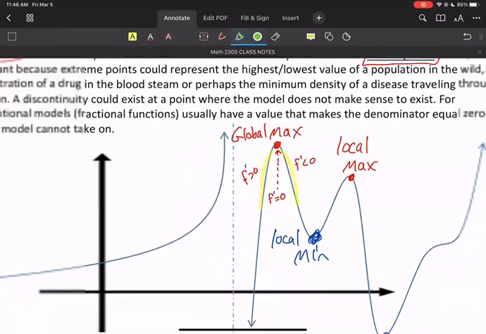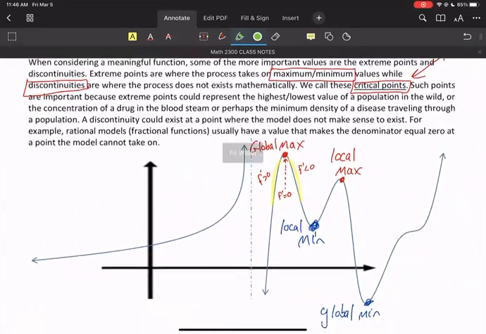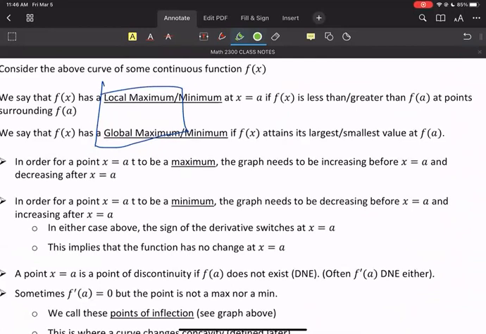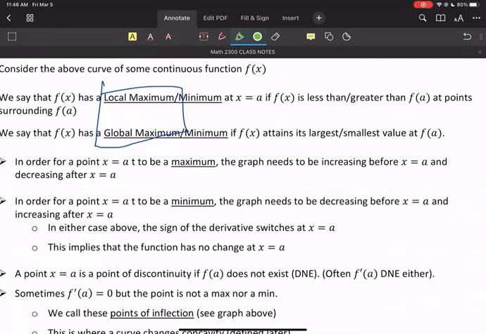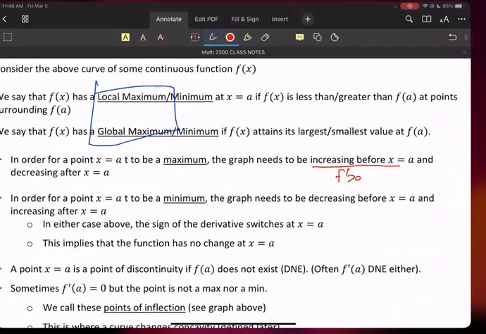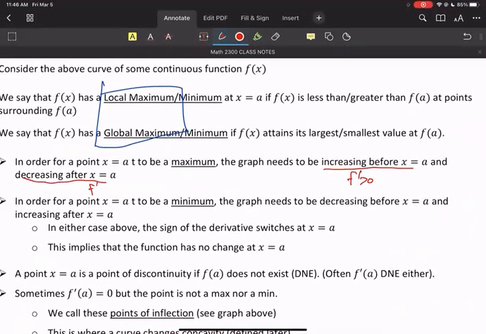And so I'm just showing you that in the picture, and that's what it says right here. Right? In order for a function to be at a max, we have to be increasing before it and decreasing after. So increasing before means the derivative is positive. Decreasing after means the derivative is negative. And the opposite is true for a min, right? Min means decreasing, flat, increasing.